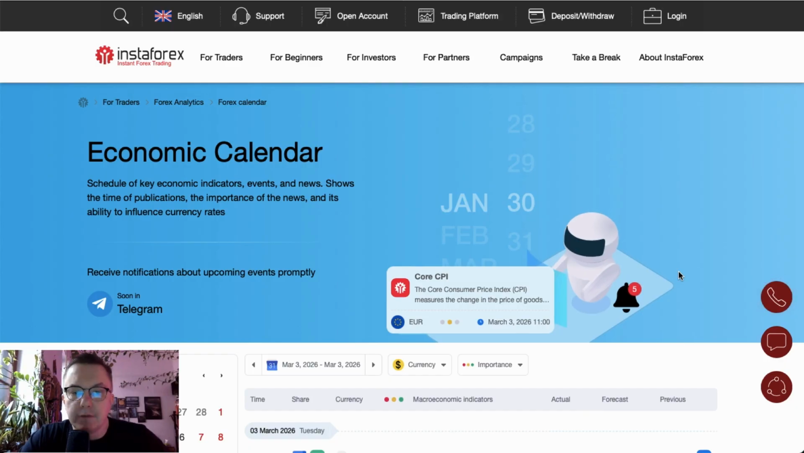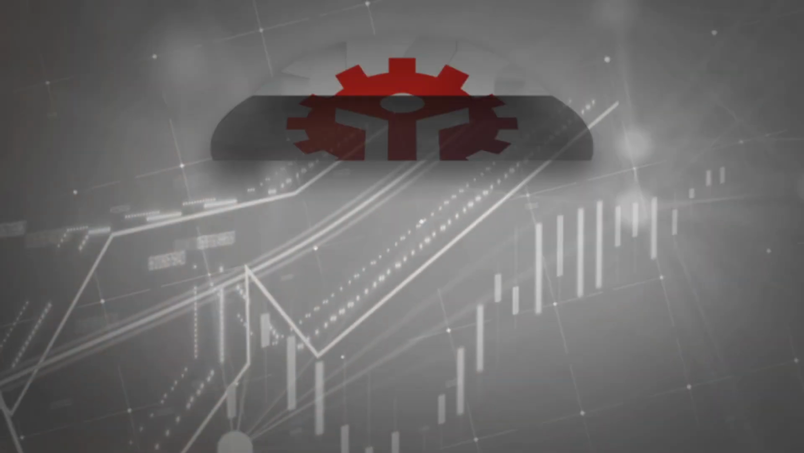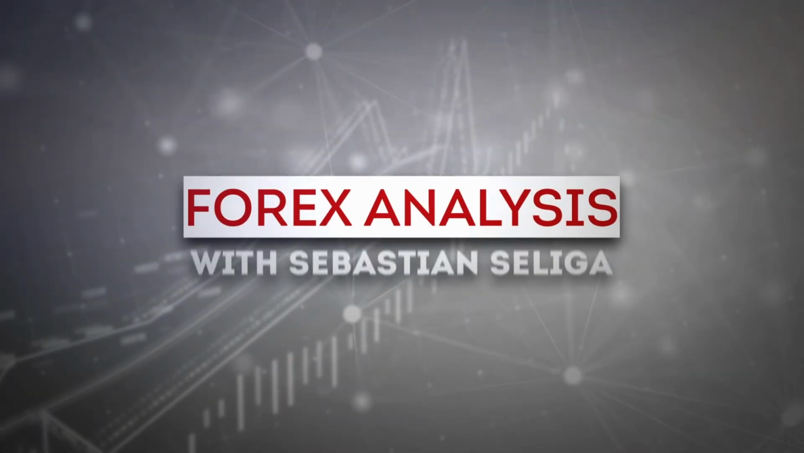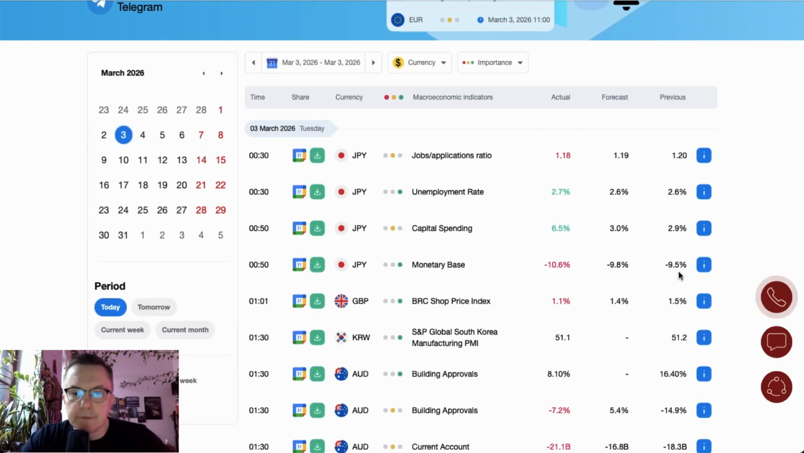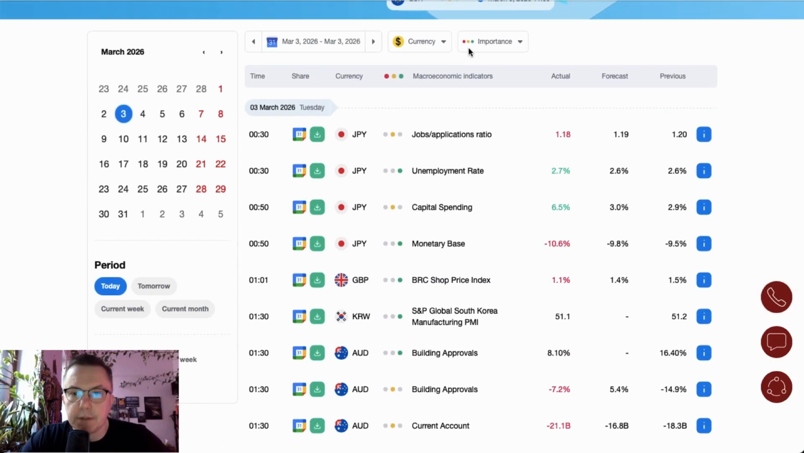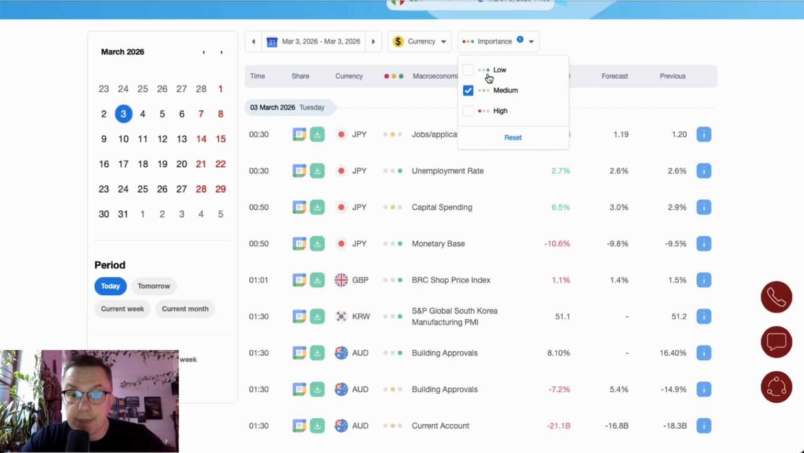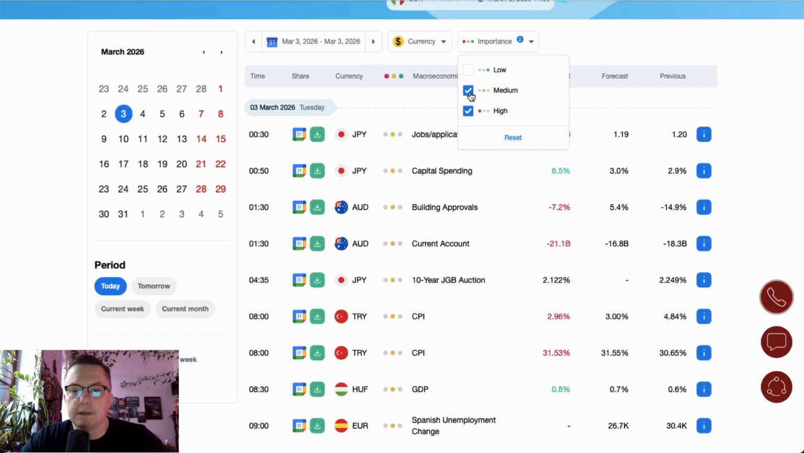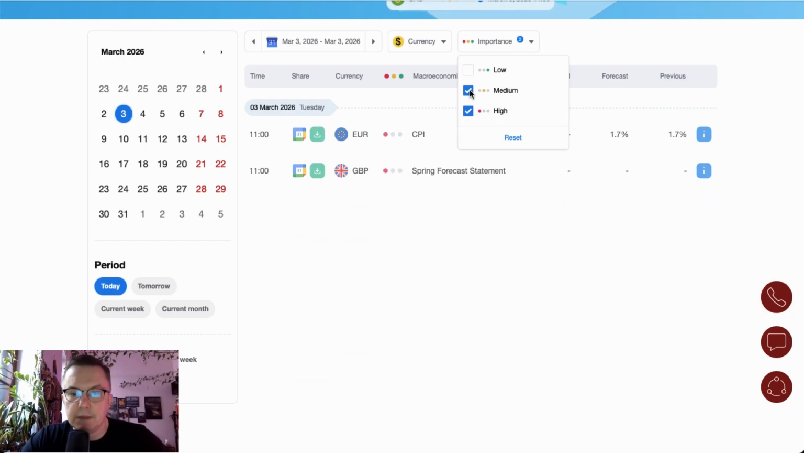Let's take a look at what we have on the economic calendar for today. The data that I will choose to show you guys are medium important and high important. Let's take a look at the high important first. Plenty of it. Here, not too many, so let's just add the medium important data as well.